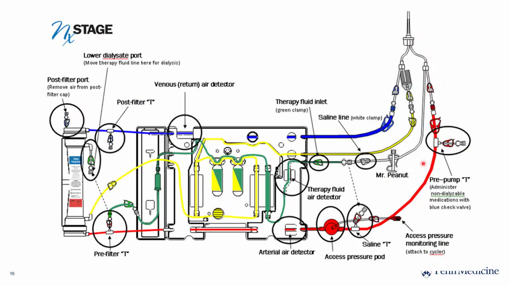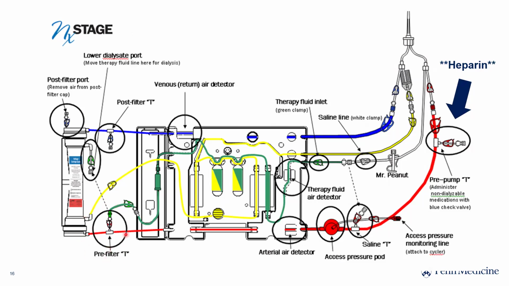So this is our basic CRT cartridge as of now. This is what it looks like. And you'll see this pre-pump T over here. This is where you're going to put your heparin into. All right. This port right here is going to your access pressure line. This is going to be connected to your saline. And then the only other one that's open to put the heparin is this here.